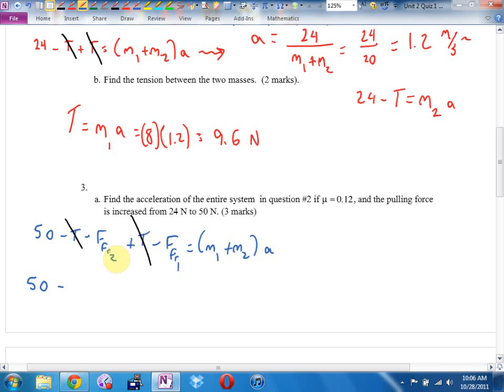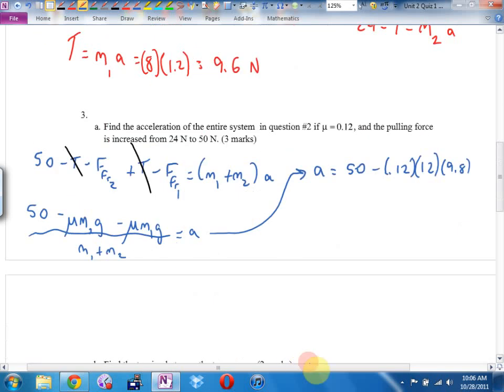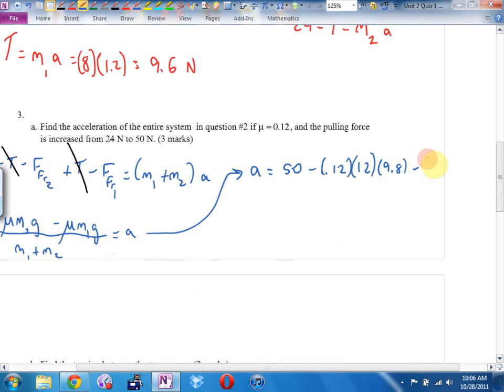Today is the day we go on slants. Today is really where physics 12 starts in forces. This is going to be mu m2g minus mu m1g. And if I divide by m1 plus m2, that will give me A. A is going to be 50 minus 0.12 times 12 times 9.8 minus 0.12 times 8 times 9.8, all divided by 20. What do you get for your acceleration? 1.32? Anyone else?